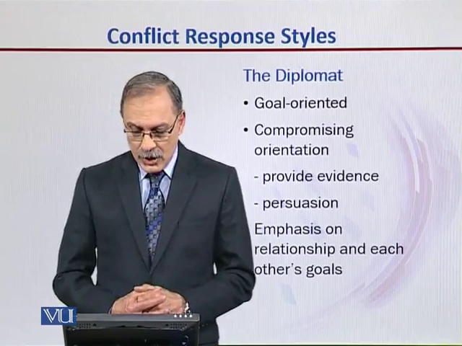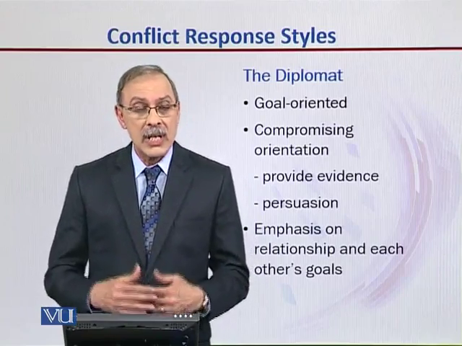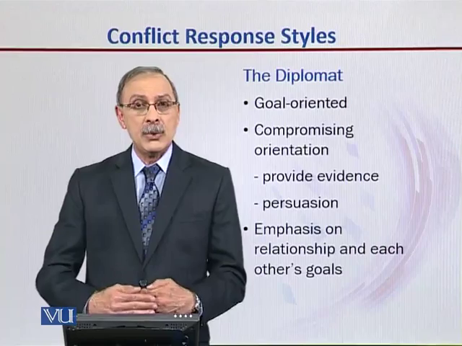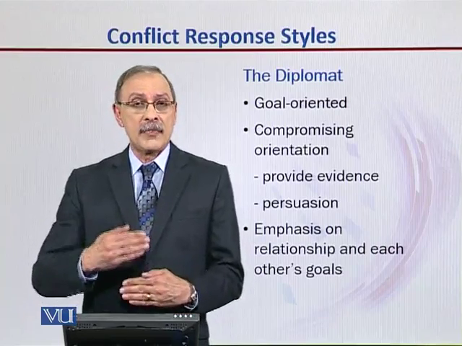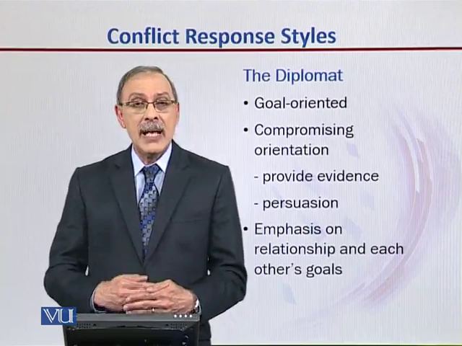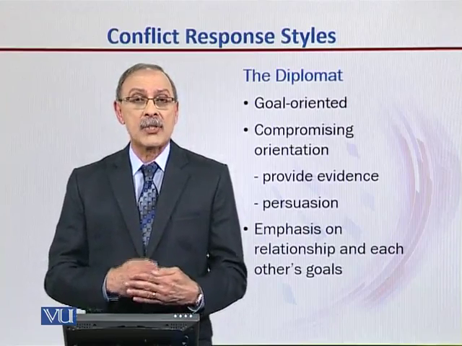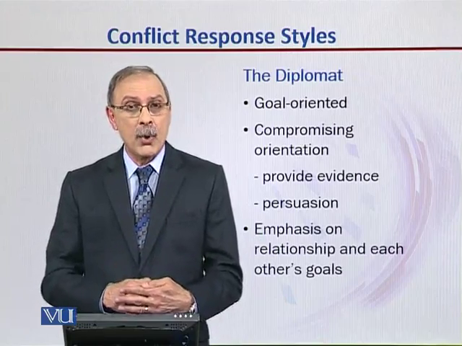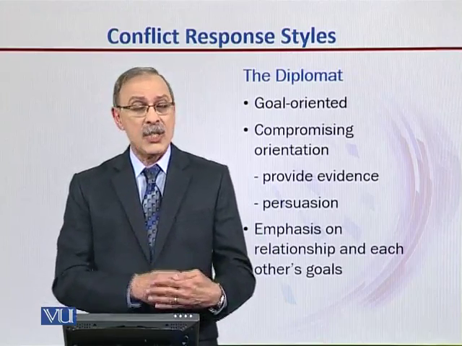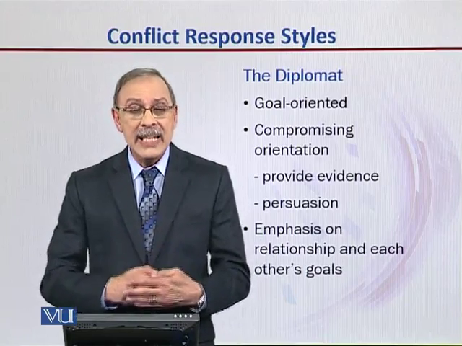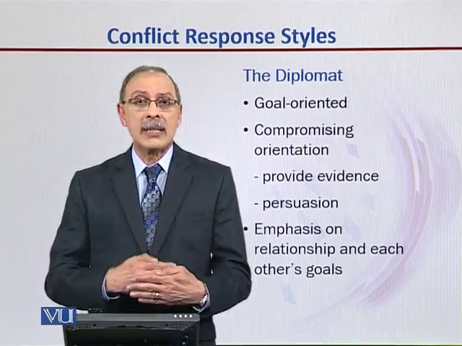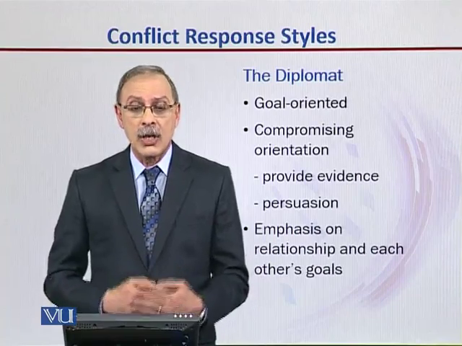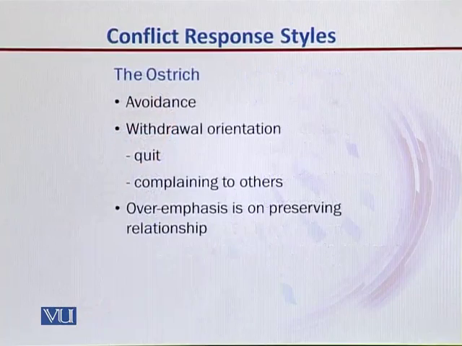Emphasis is on relationship and each other's goals. So both ends are met here too. But here, the goals of the two parties are met and the relationship is also preserved. The relationship to the diplomat is as important as it is to the sage. They want the parties to leave on talking terms, not leave as enemies who are not going to talk from this point on. The third type is the ostrich, and this is the individual who avoids.